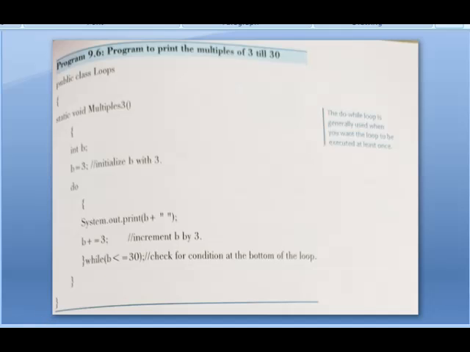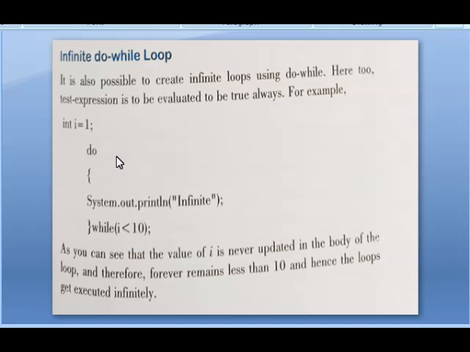Then the infinite do loop. An infinite do loop means, see, the initial value of i is 1, do, it will print infinite. Then again 1 is less than or equal to 10, the condition is true, and again it will do the same process again and again, because here there is no increment or decrement. So it is called an infinite do loop.